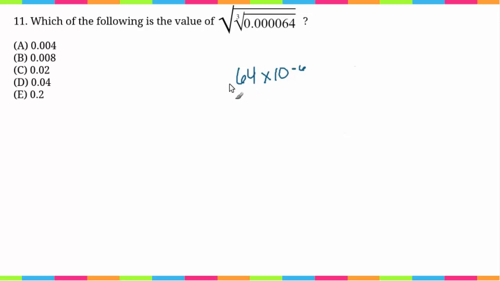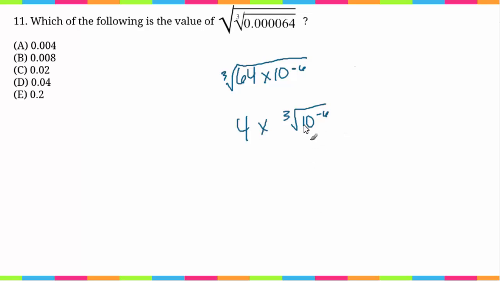Going from there, now let's take the cube root of this. As mentioned, the cube root of 64 is just 4. And now let's break this down and take the cube root of 10 to the negative 6. All I did was take the cube root of 64, which is 4, and now I'm going to take the cube root of the second half here.